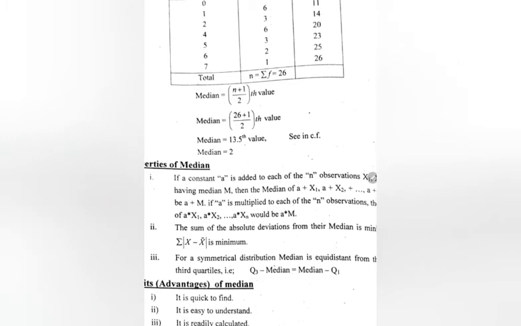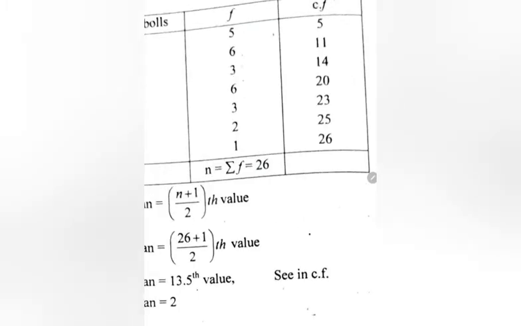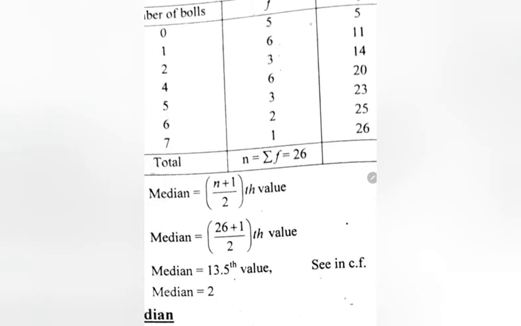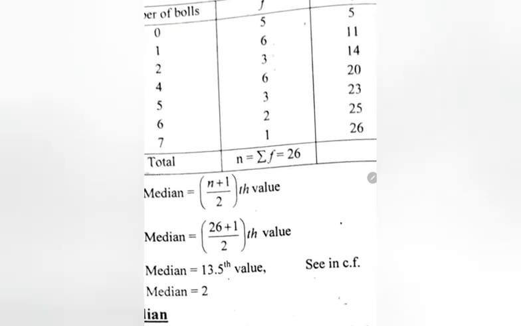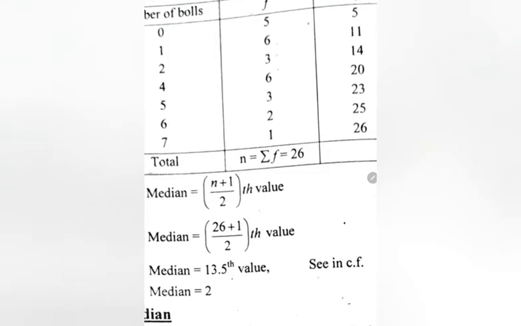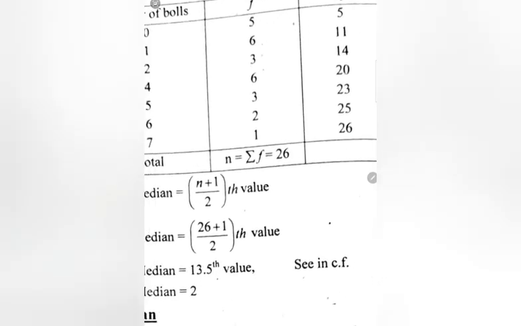You calculate cumulative frequency and put in the median formula, the (n plus 1) divided by 2th value. Here n is the sum of f, this is 26. Now (26 plus 1) by 2 is the 13.5th value, and 13.5 lies in 14. In 14 here is f and this is 2. This 2 is our median. This type of data is a discrete type of data. This is also an example to find the median.